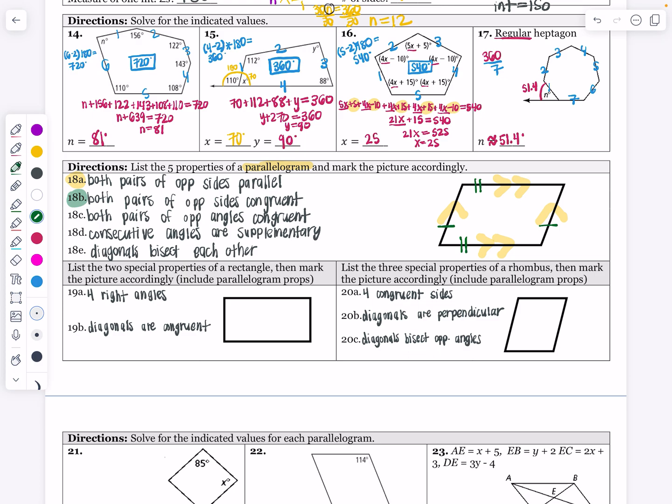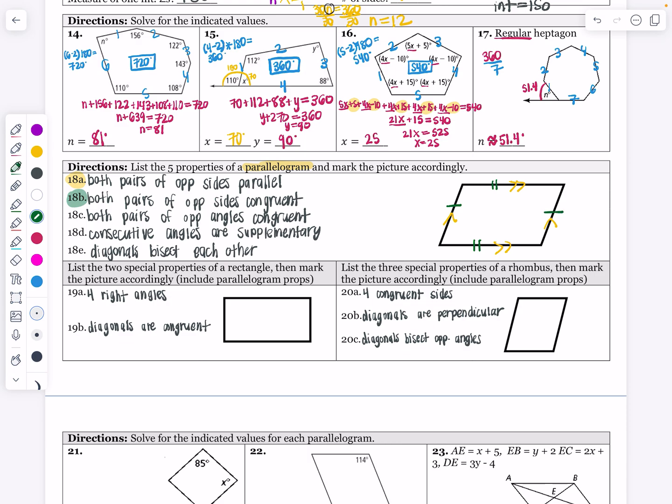congruent. You know what? I'm going to fix that a little bit. One second. Let me move this over. I'm going to use a pen for all of this because I think it'll make it easier to read. Okay. So in yellow, we marked our parallel sides. Those are parallel. Those are parallel. Both sets. In green, I'm going to mark the congruent sides. Those are congruent, and then those are congruent.